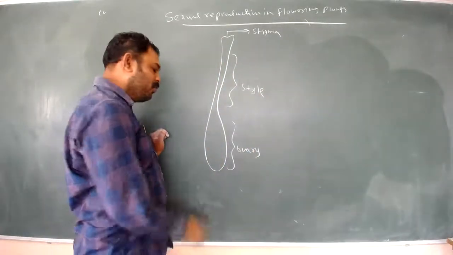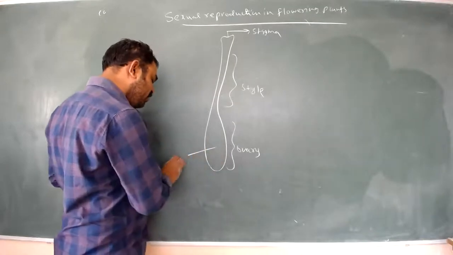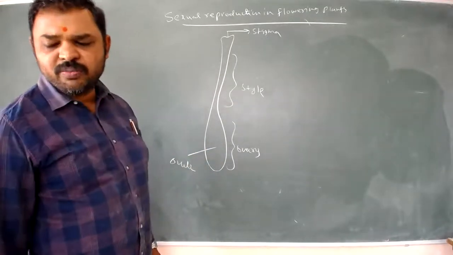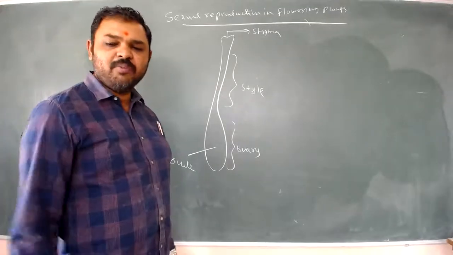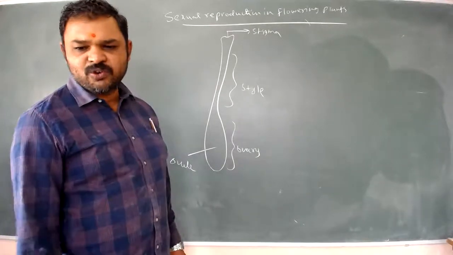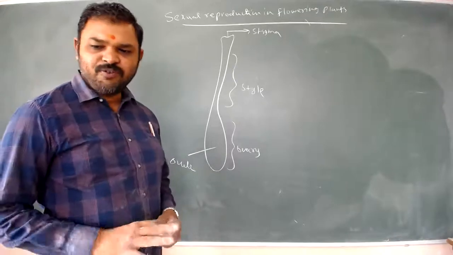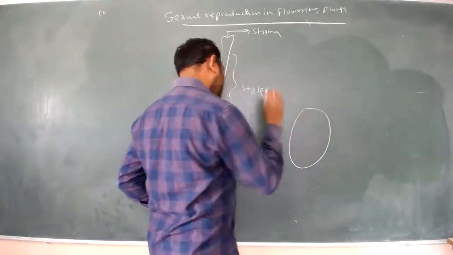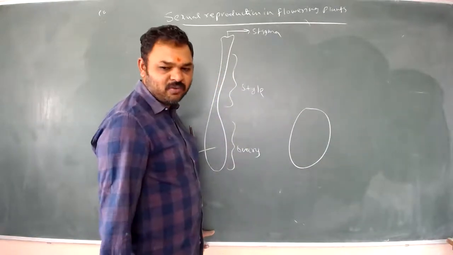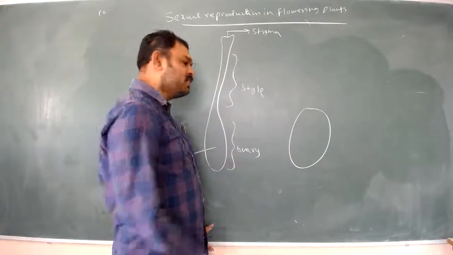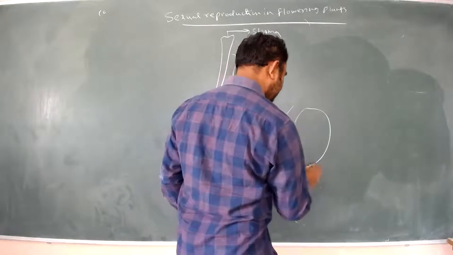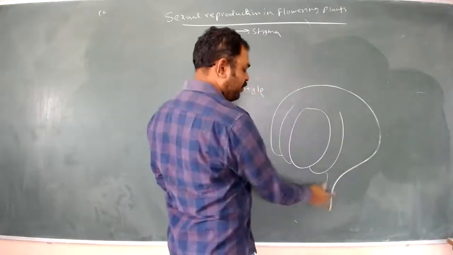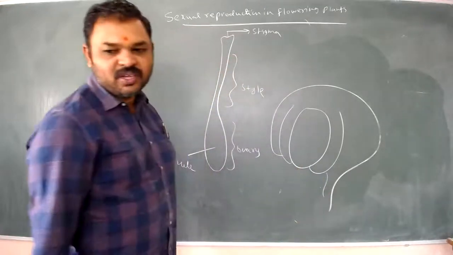Inside the ovary, what are the important parts? Ovules are there. I have given different types of ovule: orthotropous, anatropous, hemianatropous, campylotropous and circinotropous ovule. You can refer to the notes. But according to your syllabus, the ovule is the anatropous ovule. What is an anatropous ovule? This is a bending, like this. The funiculus and micropyle come side by side.